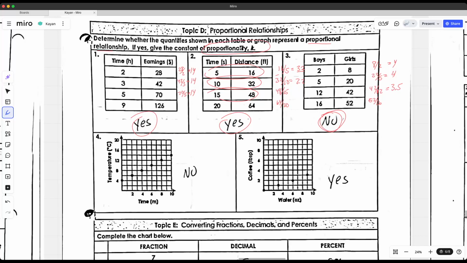All right. This one, it looks proportional, but it doesn't go through the origin. So that one's a no. This one, it's a straight line, goes through the origin. So that's a yes.